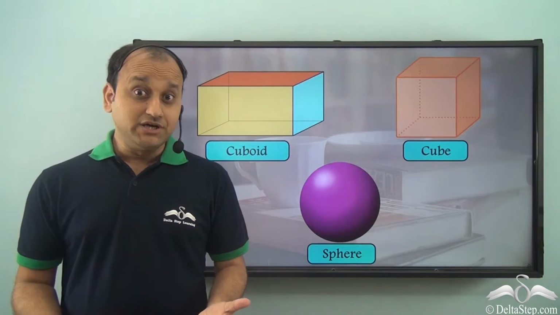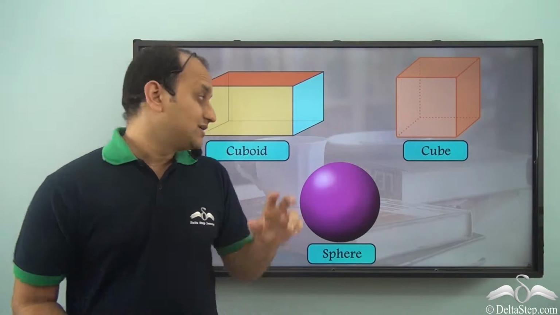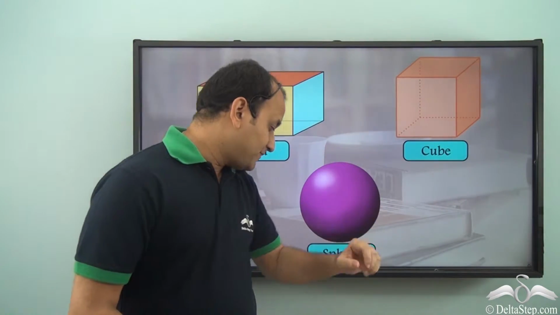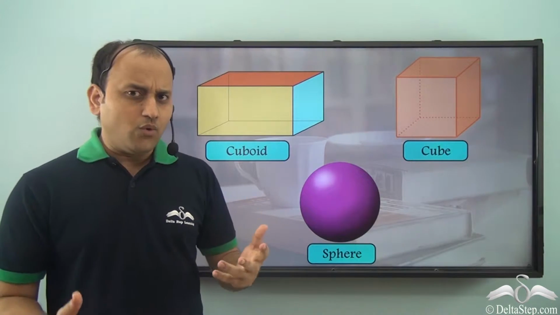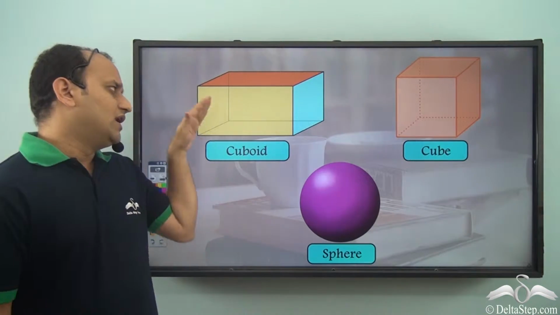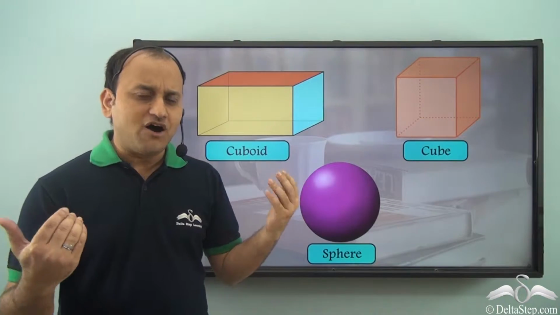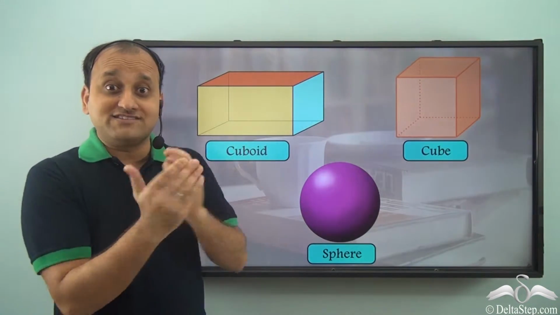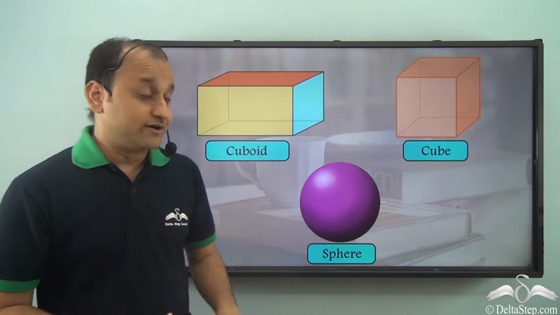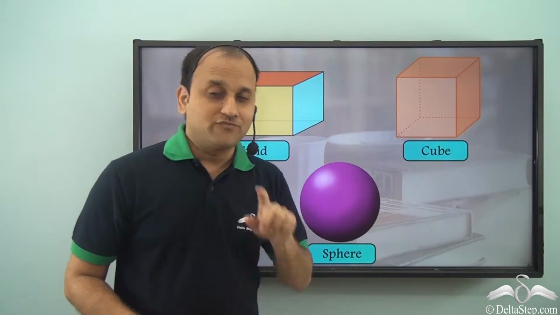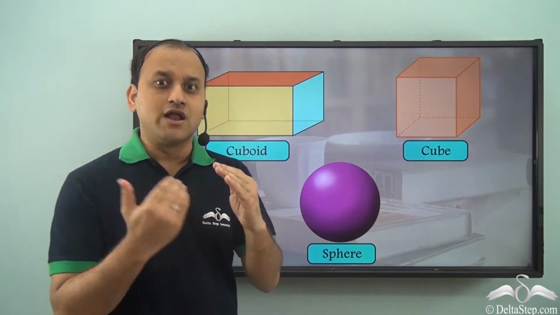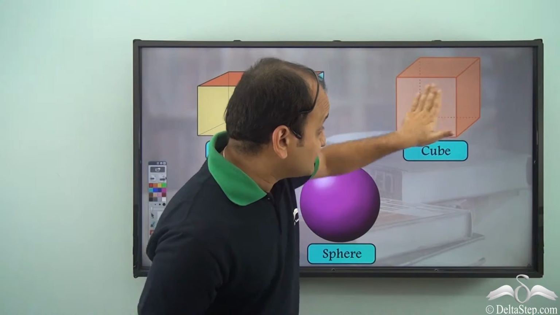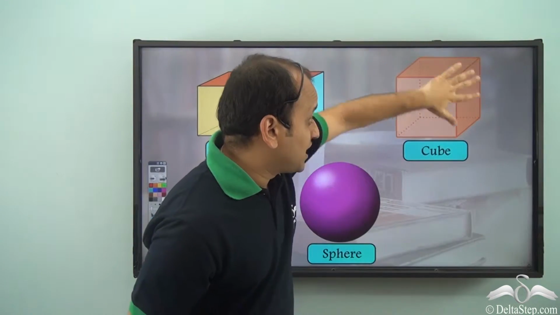In the previous lecture, we learnt about three new shapes: cuboid, cube, and sphere. Now, what exactly are these? Well, cuboid is actually made up of a number of rectangles. So, all its different faces are rectangular. What about cube? Well, cube is made up of a number of squares. So, all these different faces are square in shape.